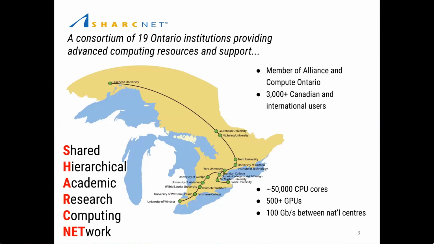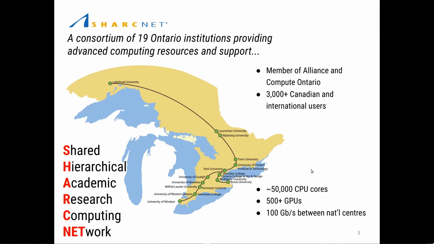SharkNet is a consortium of 19 Ontario institutions providing advanced research computing resources and support. SharkNet is a member of the Alliance and Compute Ontario. Currently, there are over 3,000 Canadian and international users who frequently use our resources on a daily basis. SharkNet has about 50,000 CPU cores and over 500 GPUs for researchers.